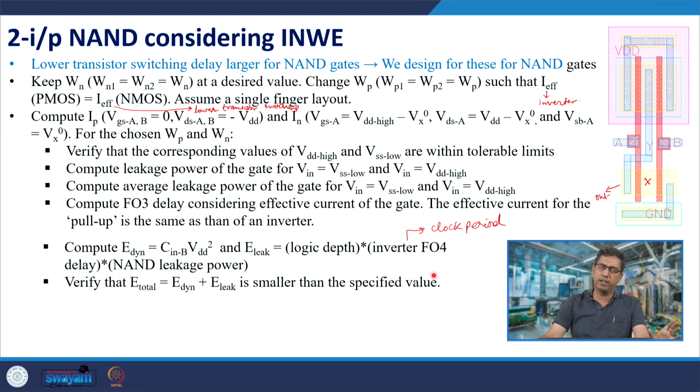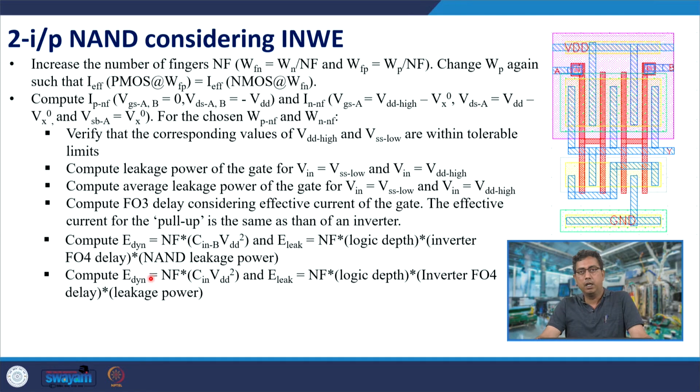So, the path's total energy per cycle, if it is given, divided by logic depth, should be larger than the total energy that we get. If it is larger, then this single finger NAND gate layout is fine. Now, let us see how we will do fingering and improve the performance of the NAND gate. Let us look at the layout.